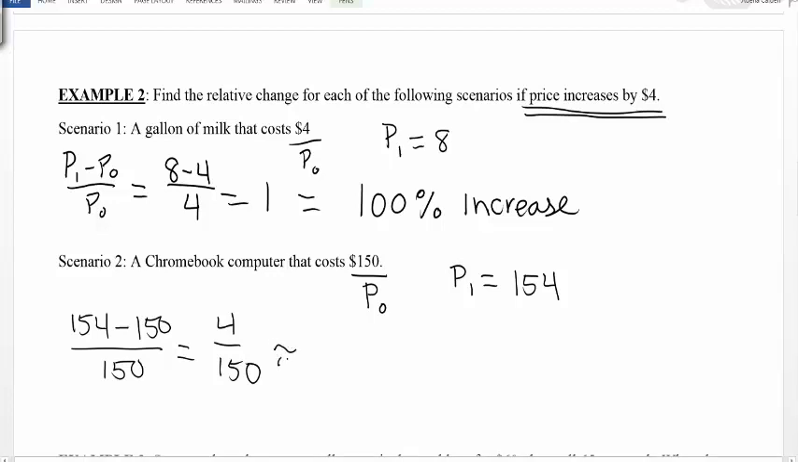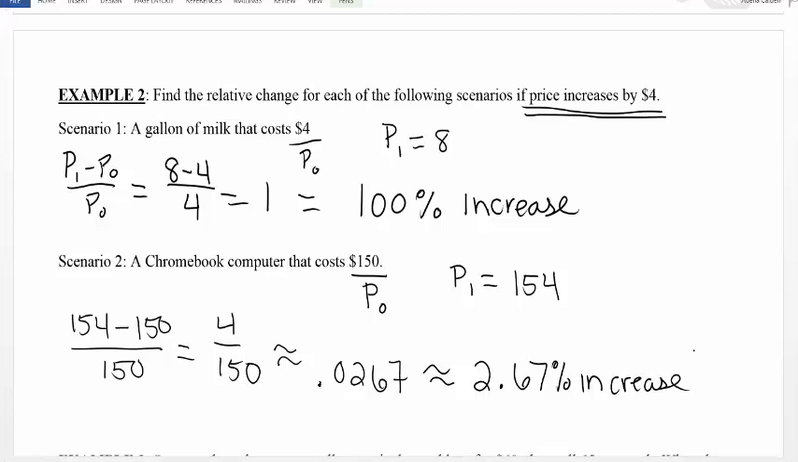When we plug this into the calculator, we're going to get another long decimal. Since we're going to be rounding, I'm going to change this to approximate. And we're going to get 0.0267, and I'm cutting it off at 4 decimals. Here, if we turn this into a percentage increase, we're going to multiply by 100, and we're going to get 2.67% increase in price. So that feels less shocking. A computer that's gone from $150 to $154 has a 2.67% increase, whereas a gallon of milk that went from $4 to $8 had a 100% increase.